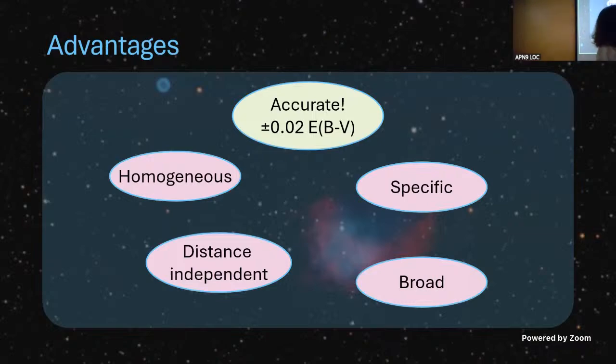So the method is pretty accurate. In the best cases, you get down to 0.02 in E(B-V). It's homogeneous. You can apply the same method to a large amount of different nebulae. It's specific to the nebula, it's distance independent, and it's relatively broad. You can do it from a lot of different sources. It uses a wide wavelength range, and it can go beyond dust maps.